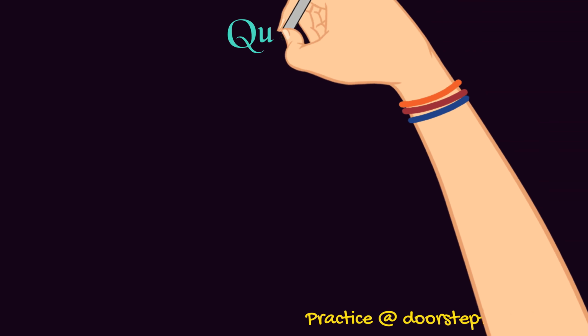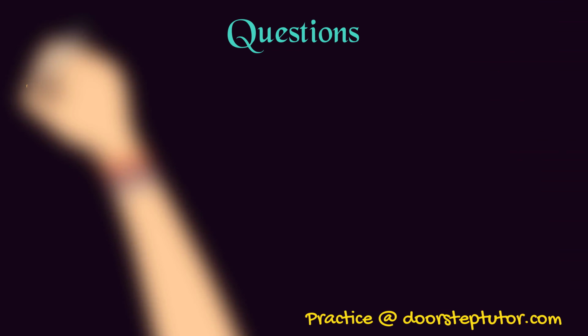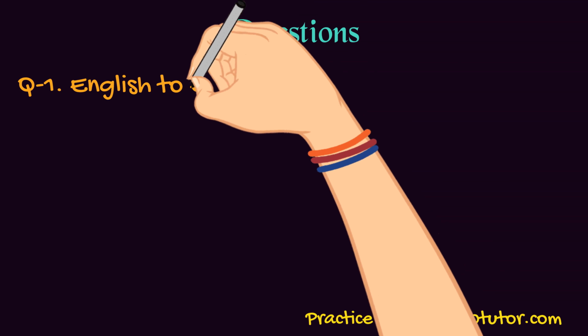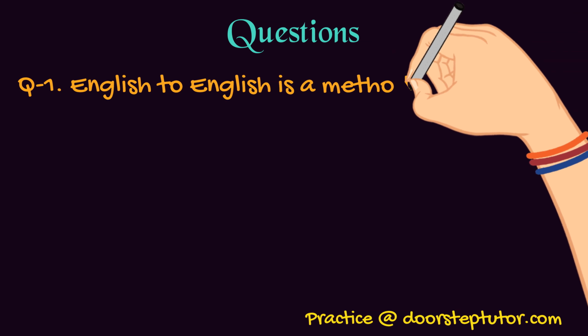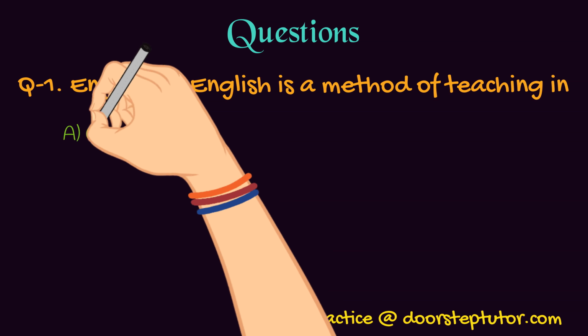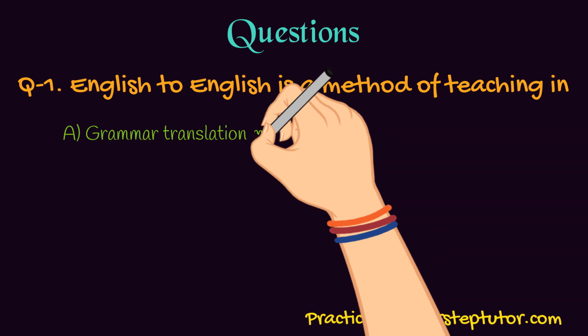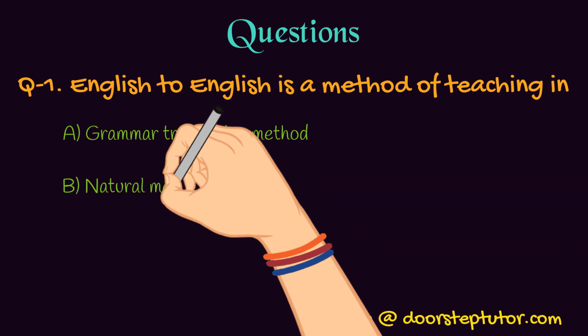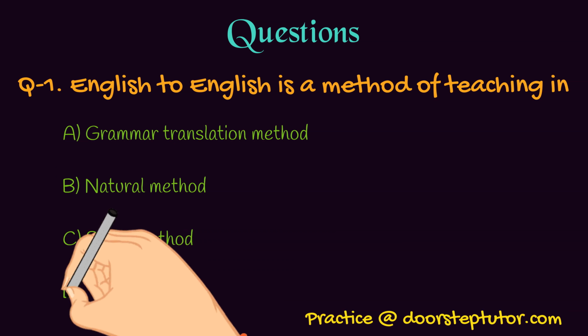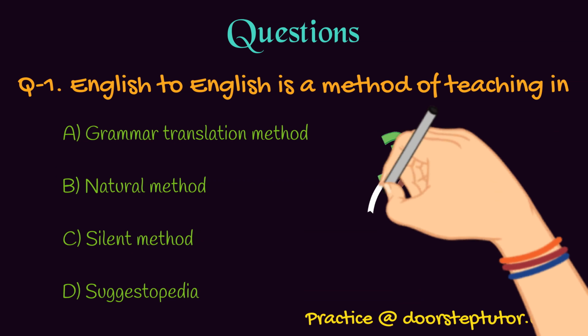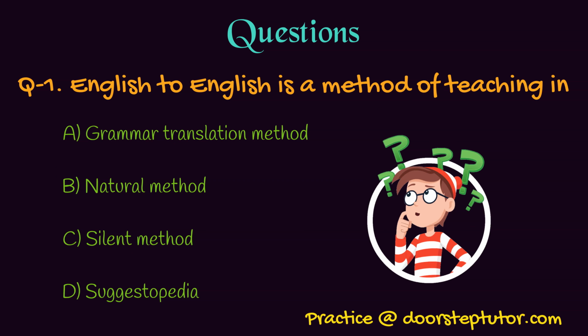Now we shall look into the MCQ to boost your memory. First question is, English to English is a method of teaching in. Option A, grammar translation method. Option B, natural method. Option C, silent method. Option D, Suggestopedia. Guess the answer, right?